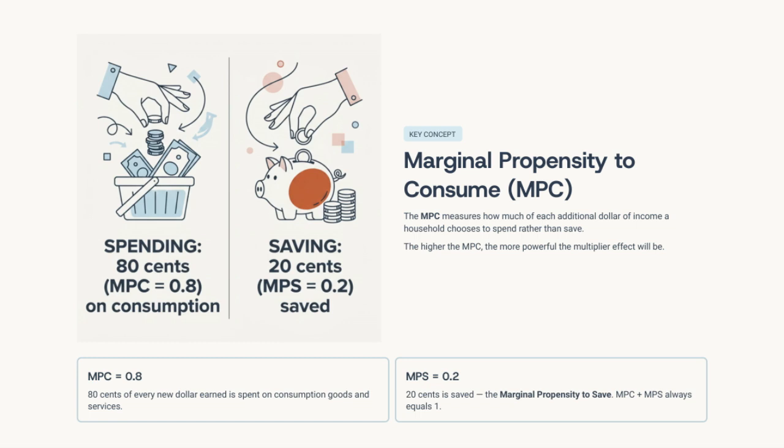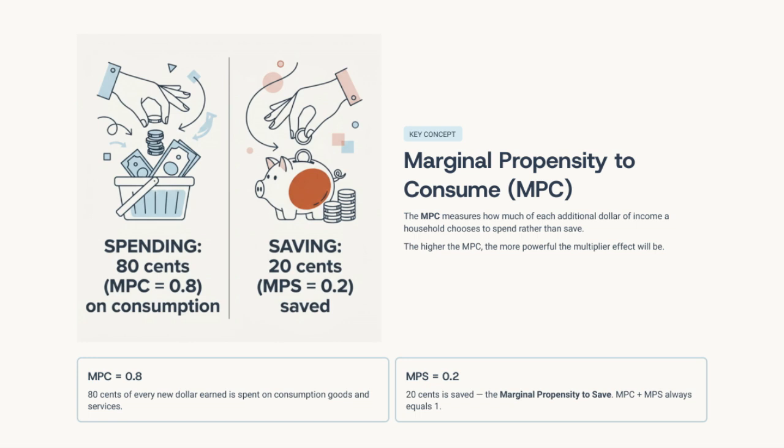So, if MPS is 0.8, then MPC, or the marginal propensity to consume, is 0.8 as well. What this means in real terms is that for every new dollar a household earns, about 80 cents are spent on goods and services. That leaves roughly 20 cents saved.